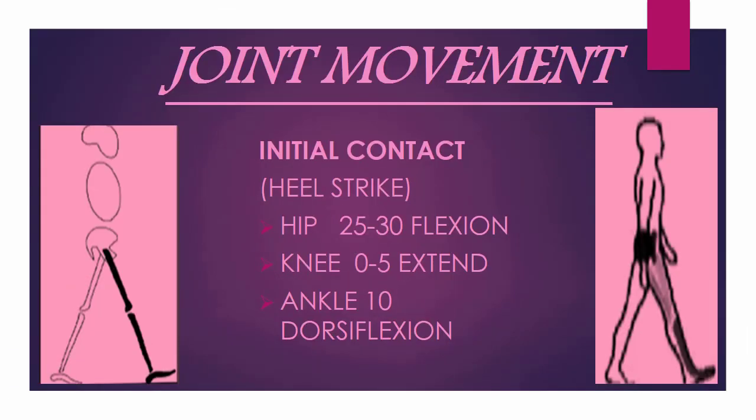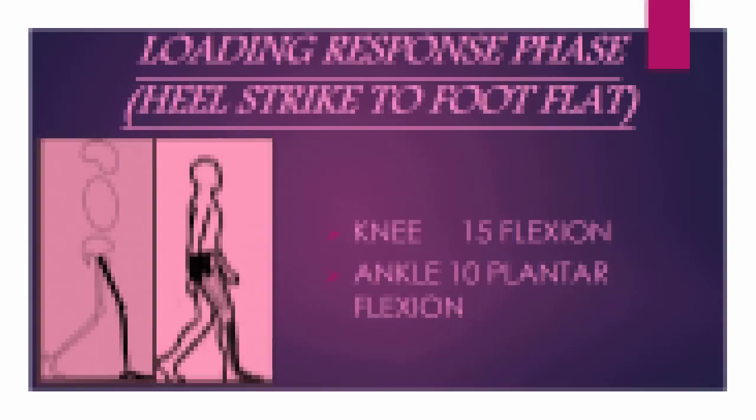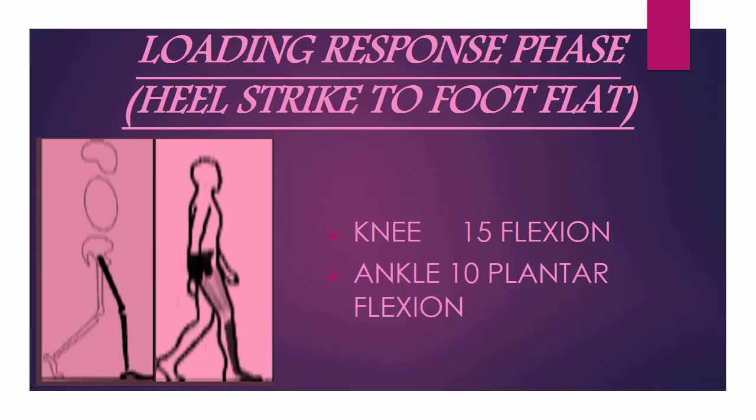Joint movement. During initial contact, when heel strikes, 25 to 30 degree flexion occurs at hip joint, 0 to 5 degree extension at knee joint, and 10 degree dorsiflexion occurs at ankle joint. Loading response phase, heel strike to foot flat: 15-degree flexion at knee joint and 10-degree plantar flexion at ankle joint.